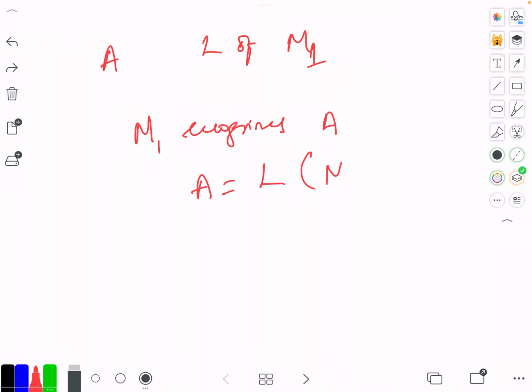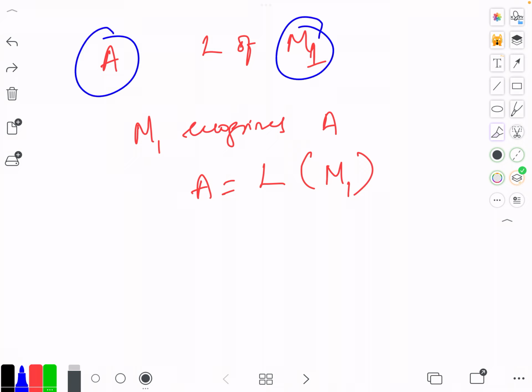Let's say that A is a language, some language, whatever that language of model M1. So what happens when M1 recognizes A? A is equal to L of M1, simple. So as M1 is accepting that language, M1 is accepting that language.